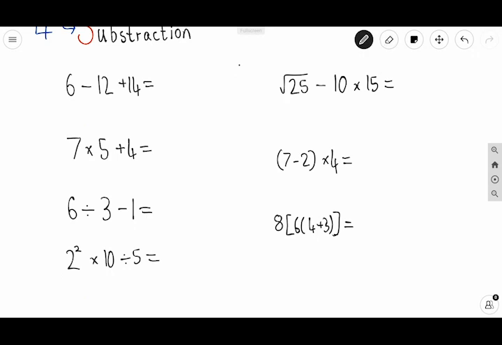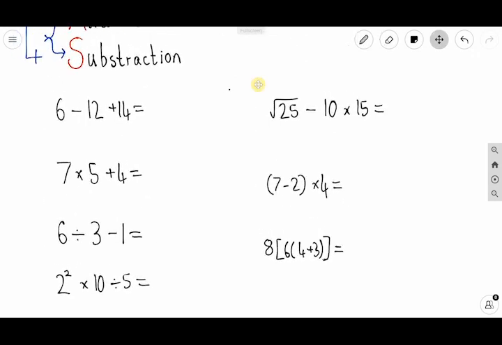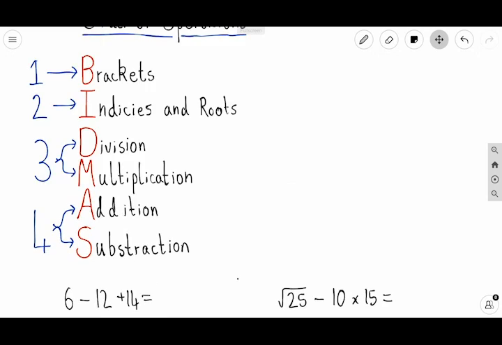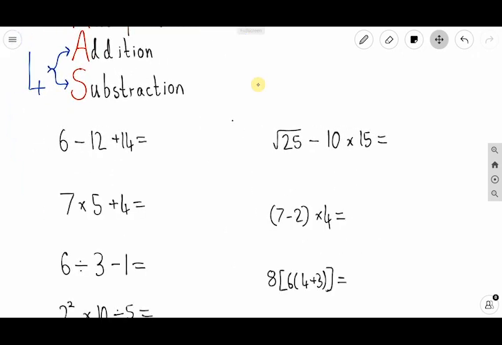So our first problem is 6 minus 12 plus 14. We will refer back to our BIDMAS, and we see that it's addition and subtraction, and they're on the same level, so we'll just do the question left to right. 6 minus 12 would give us negative 6, and then we do the plus 14. Negative 6 plus 14 would give us positive 8.